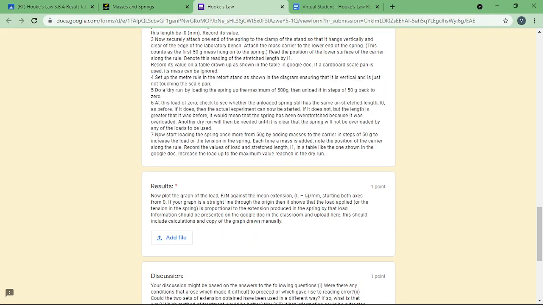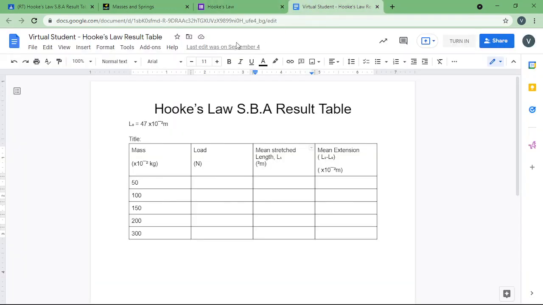Now this is where we are. Now start loading the spring once more from 50 grams by adding mass to the mass carrier in steps of 50 to increase the load or the tension of the spring. Each time the mass is added, note the position of the carrier along the ruler. Record the value of the load and the stretch length L1 in the table. So basically we're saying we're just going to load.